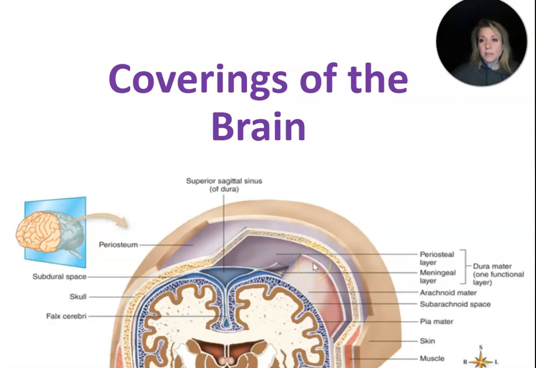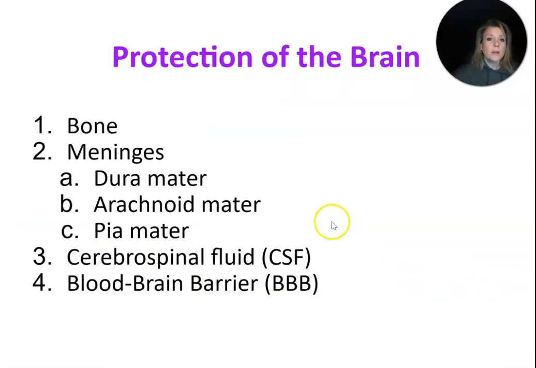One of the very first things that is going to help to protect the brain are the coverings that surround it. And you have this picture on your note sheet. We have a number of different layers here. We have the bone of the skull, and then deep to that we have the meninges, which are actually three connective tissue layers: the dura mater, the arachnoid mater, and the pia mater. We also have some cerebrospinal fluid, which is going to help to cushion the brain and nourish the cells of the brain tissue. And then we also have something called the blood-brain barrier. So these are the four things that we're going to talk about today.